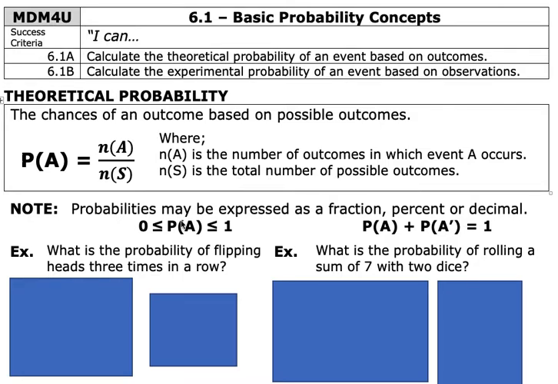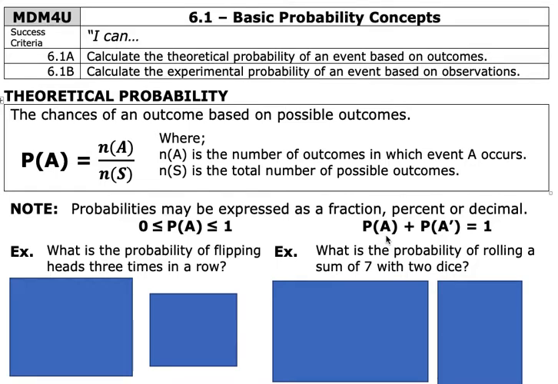Probabilities may be expressed as a fraction, percent, or a decimal. And the likelihood of an event is a value between 0 and 1 inclusive. 0 meaning that the event will never occur, 1 meaning that the event is certain to occur.